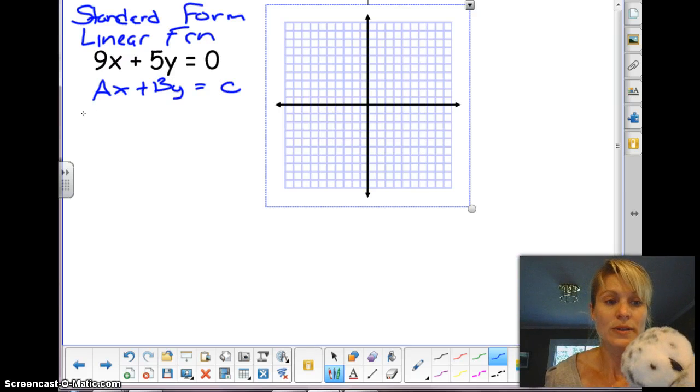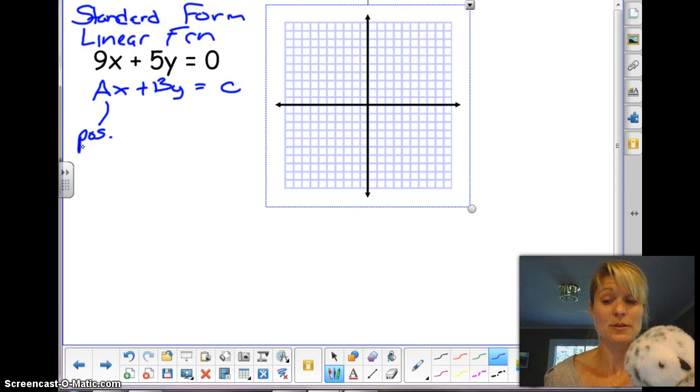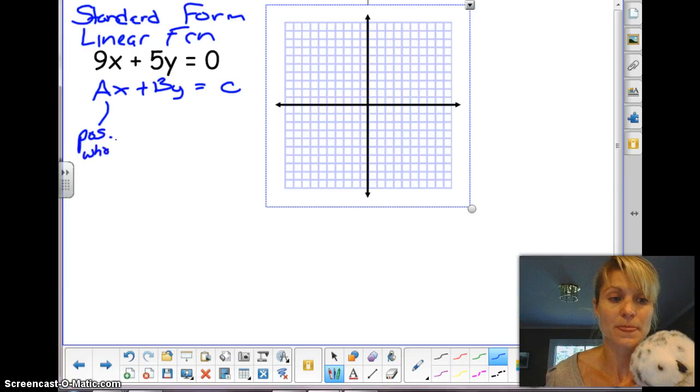Okay, now one rule is this a value must be positive. And if it's in standard form, we don't leave them in fractions or decimals. We have to make them all whole numbers. So it needs to be a positive whole number. Otherwise, it's not in standard form.